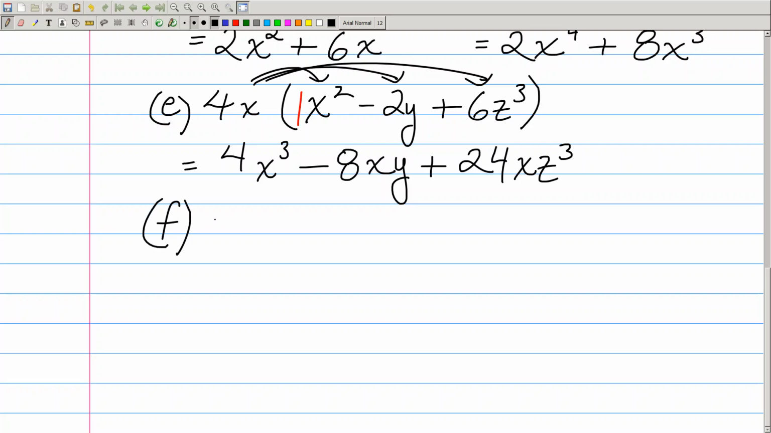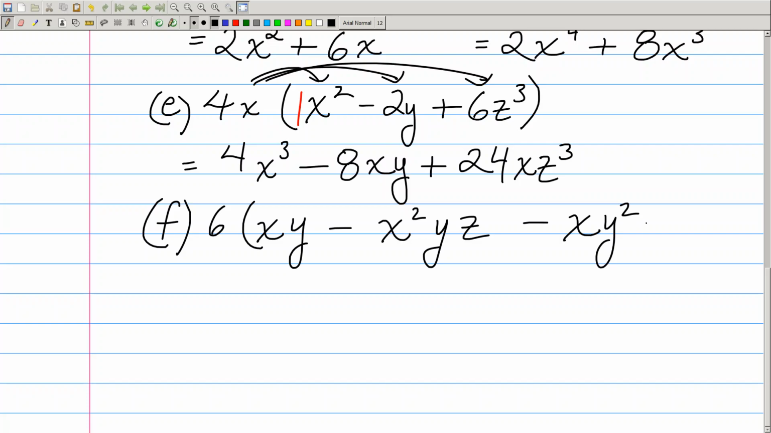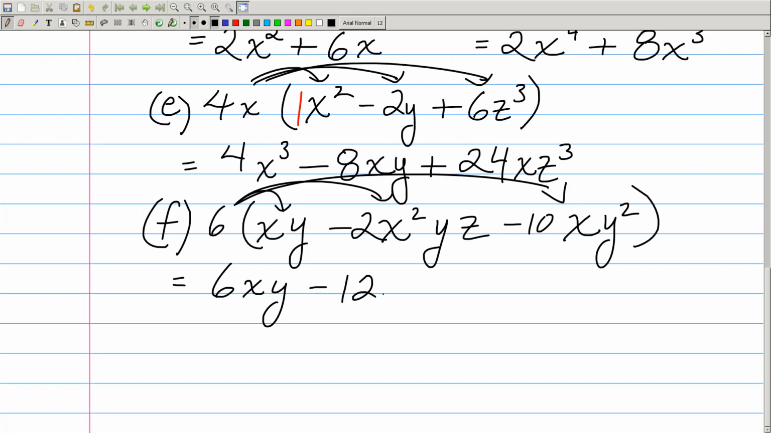F. And let's make it really tough. Here we go. 6x y minus x squared y z minus x y squared, and we'll leave it at that. And you know what, let's up the game here. So minus 10 2, and we'll leave it at that. Now in this case, I'm not distributing a variable inside, so I don't have to add any exponents. All I have to do is multiply the 6 in, so I get 6xy minus 12x squared yz minus 60xy squared. Now that is the fun and exciting world of distributive property.